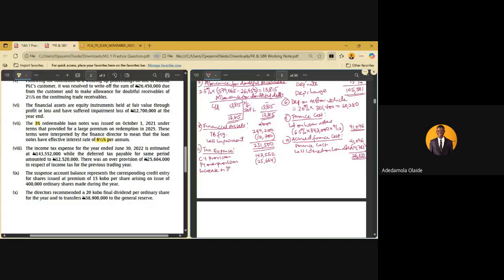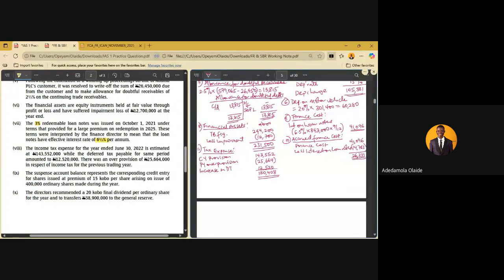Then increase in deferred tax. Increase in deferred tax is how much? They told us the deferred tax payable for this period is 12,520. So that means there was an increase in deferred tax. If they had told us the deferred tax recoverable or receivable for the period, that means there is a decrease in it, so we would have deducted that. So with this, what do we have as the income tax expense for the year? 130,408.